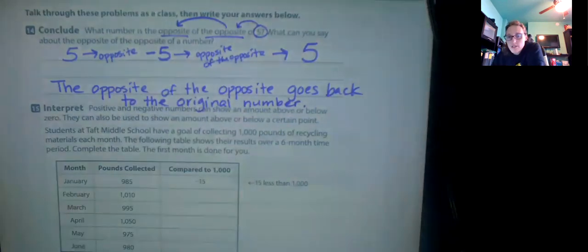Positive and negative numbers can show an amount above or below 0. They can also be used to show an amount above or below a certain point. Students at Taft Middle School have a goal of collecting 1,000 pounds of recycling materials each month. The following table shows their results over a 6-month time period. Complete the table. The first month is done for you.